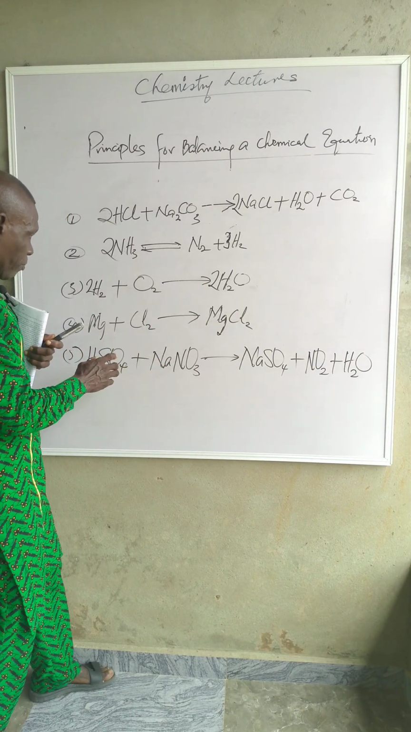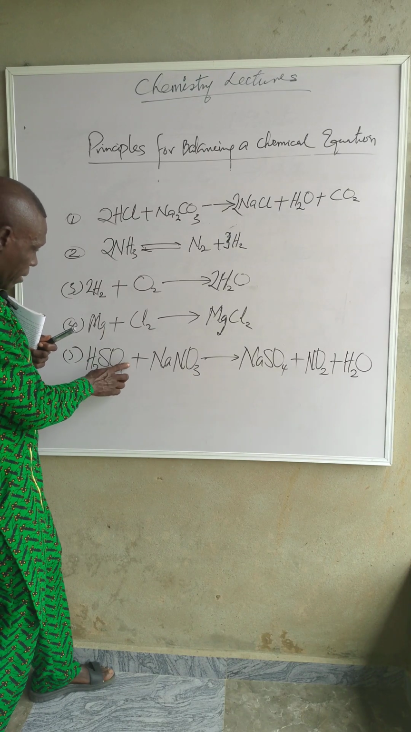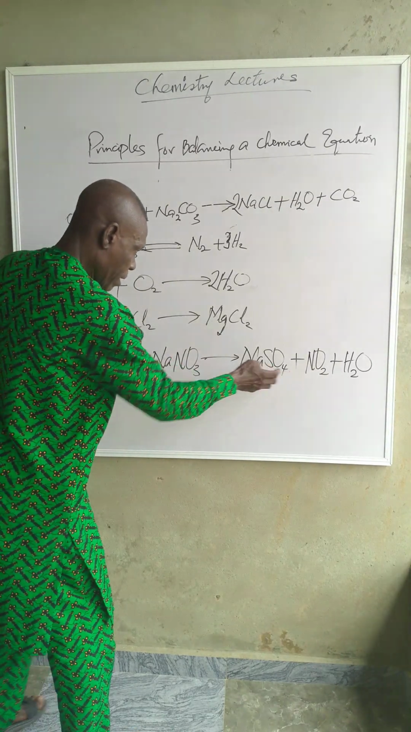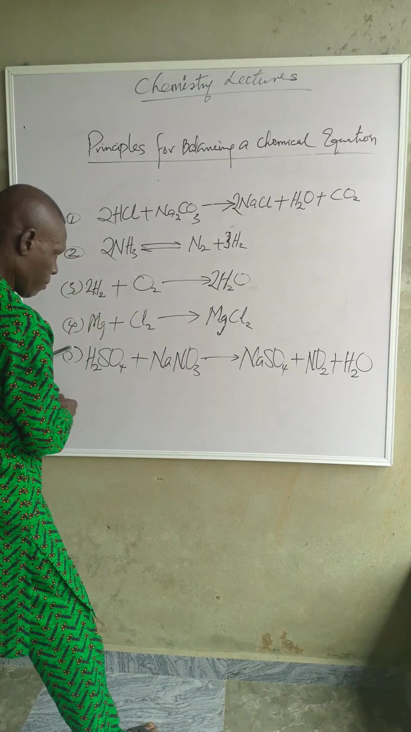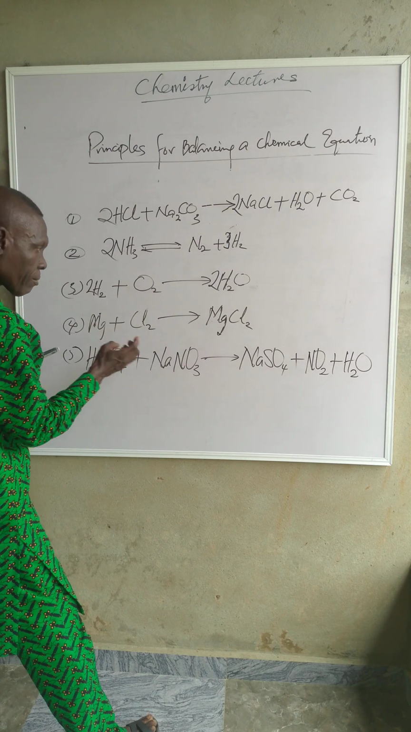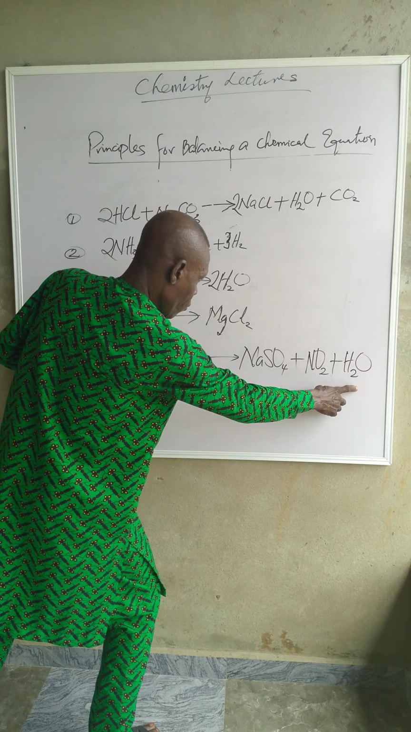Okay, now this is an acid. This is a salt. Now look at the products here. Sodium is 1 on this side. Sulfur is 1 on this side. Sulfur, how many here? 1 on this side. Then hydrogen here is 2. Hydrogen here, how many? 2.